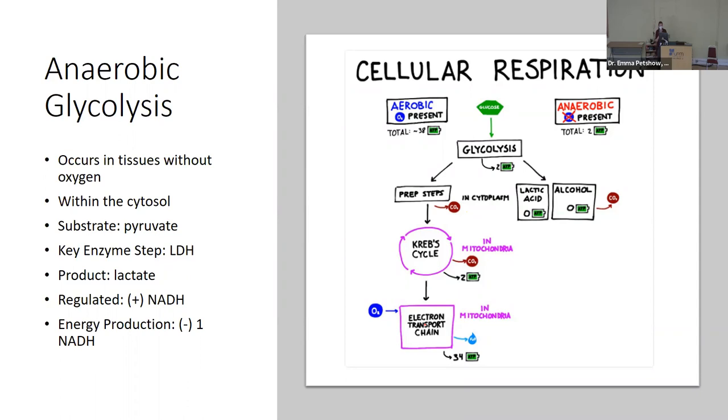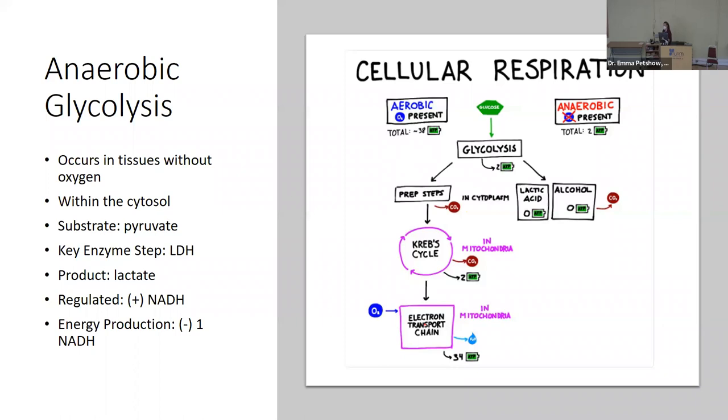So it occurs in tissues without oxygen. It happens within the cytosol. So this is a process where pyruvate, instead of being shunted into the mitochondria for pyruvate oxidation, would stay in your cytosol. It starts with pyruvate at the end of glycolysis. Your key enzyme step is lactate dehydrogenase, LDH.